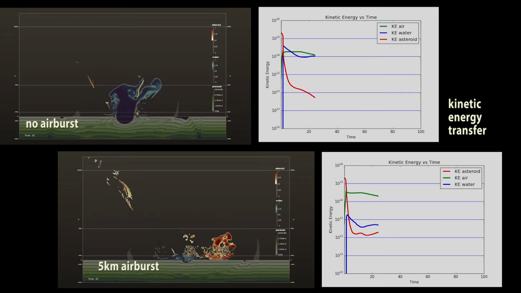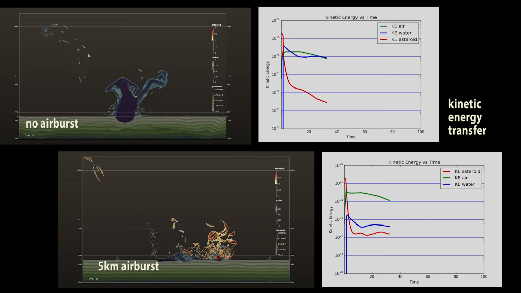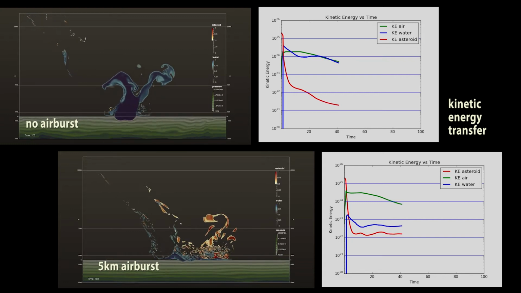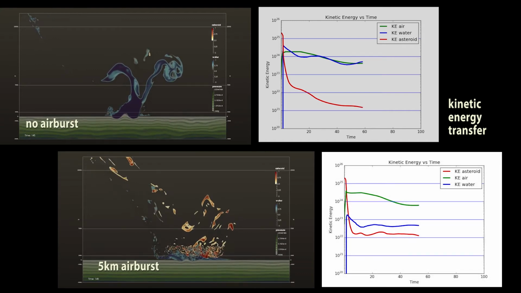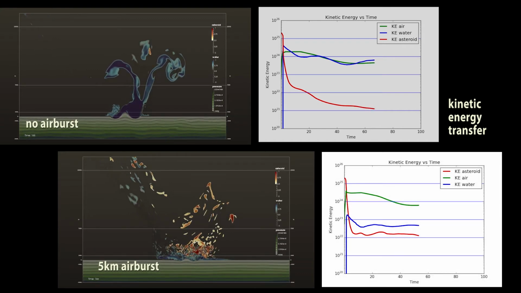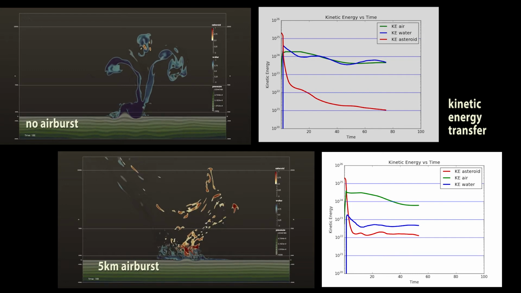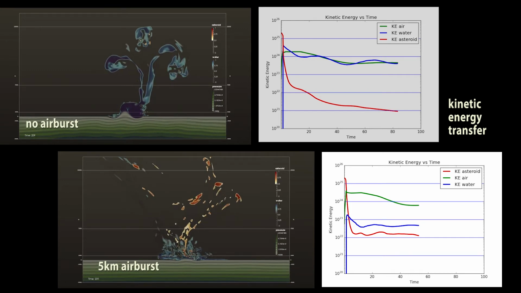Here we see the difference in energy transfer with and without an airburst. Whether or not there is an airburst changes how much kinetic energy is transferred to the air and water. An airburst breaks the asteroid apart so that much of it skims the surface of the water rather than slamming into it. For the same size of asteroid, this results in a much smaller effect on the ocean.